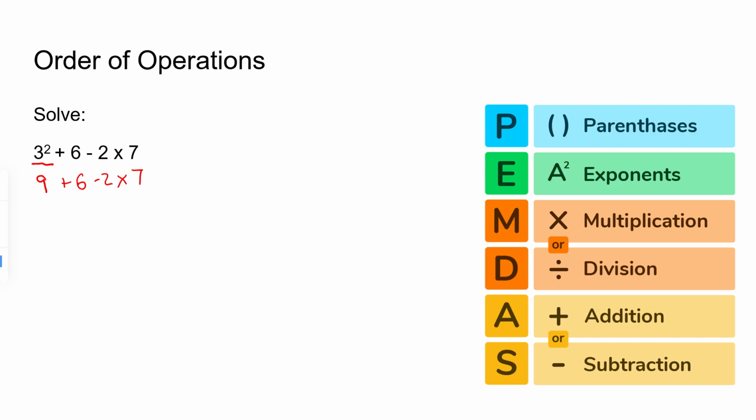Now the next thing that we have to do is multiplication or division. The first time we have multiplication or division is here, and that's 2 times 7. So 2 times 7 is 14. So what we're going to do here is rewrite the 9 plus the 6 minus 14. Now we can tackle the addition and subtraction. So 9 plus 6 minus 14, that's 15 minus 14, we get 1.